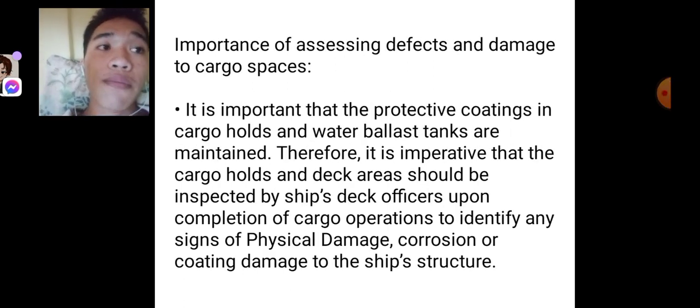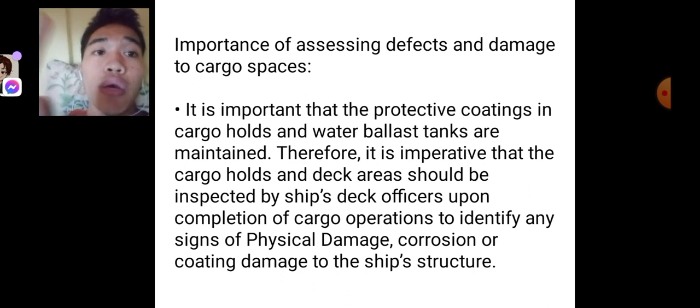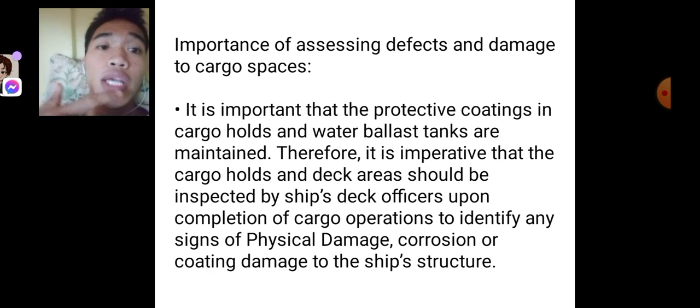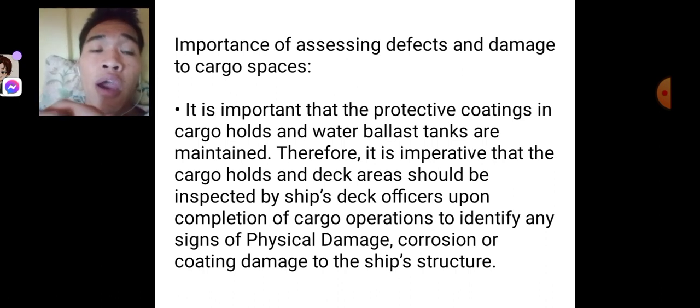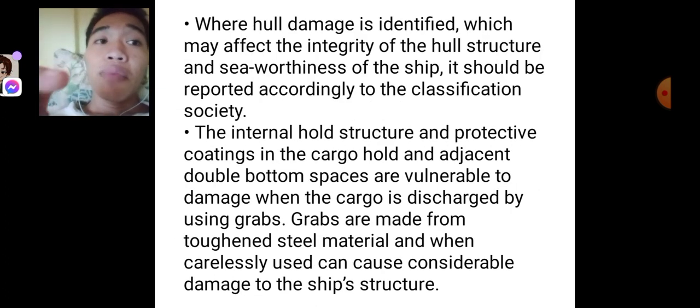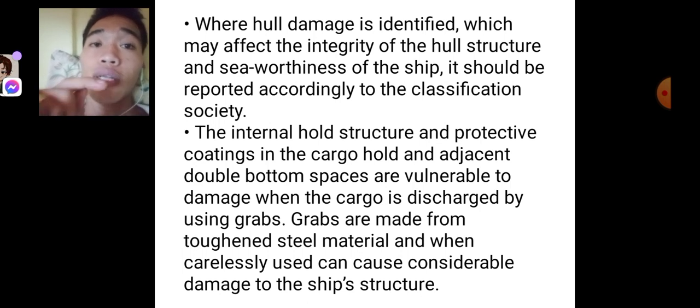So, the importance of assessing defects and damage to cargo spaces is that it is important that the protective coatings in cargo holds and water ballast tanks are maintained. Therefore, it is imperative that the cargo holds and deck areas should be inspected by the ship's deck officers upon completion of cargo operation to identify any signs of physical damage, corrosion, or coating damage to the ship's structure. And where hull damage is identified, which may affect the integrity of the hull structure and seaworthiness of the ship, it should be reported accordingly to the classification society.